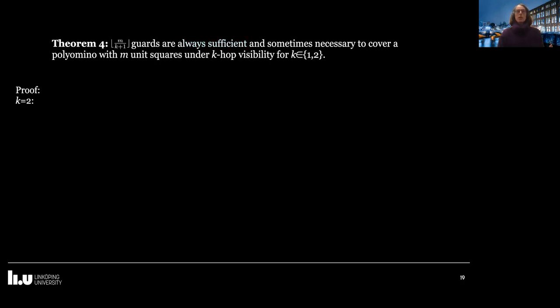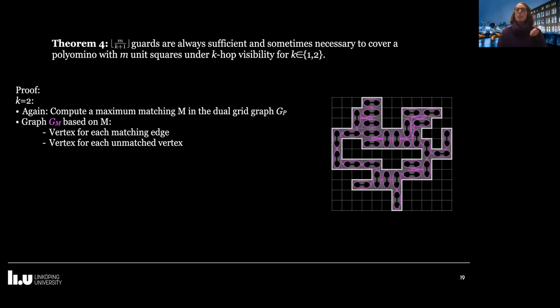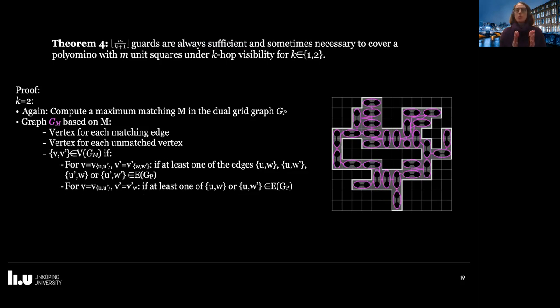So how do we go for k equals 2? We kind of use the same idea. We just build one layer on top. So we compute a maximum matching in our dual grid graph, and then we build a graph, the pink one on top of it, where we have a vertex for every matching edge and for every unmatched vertex. And two vertices are connected by an edge.